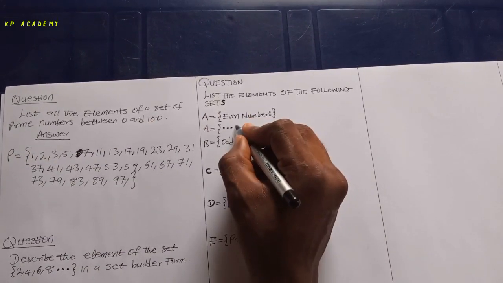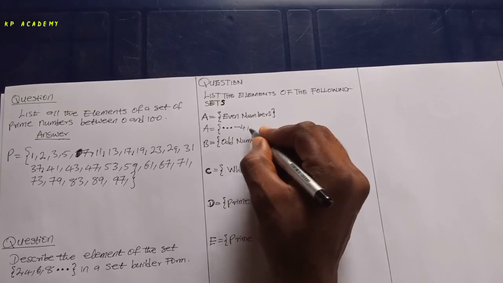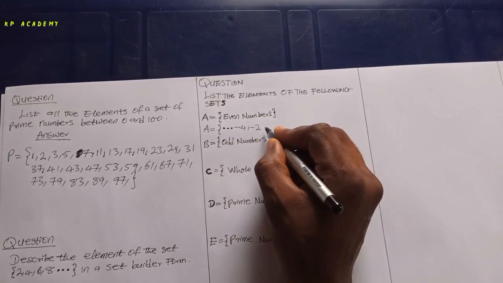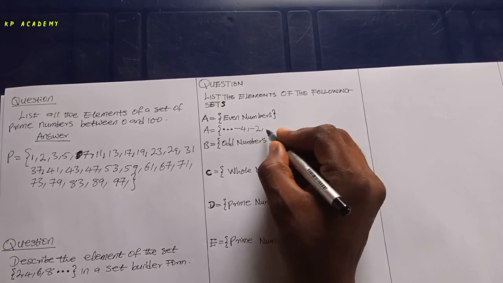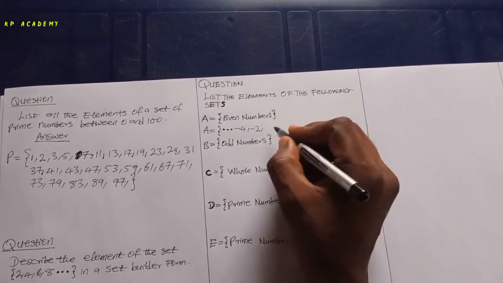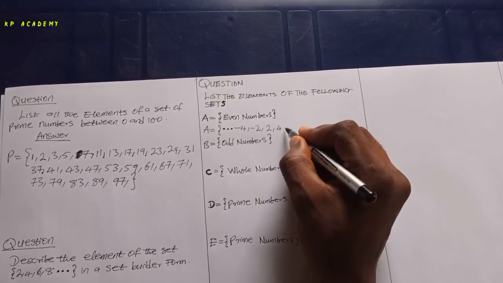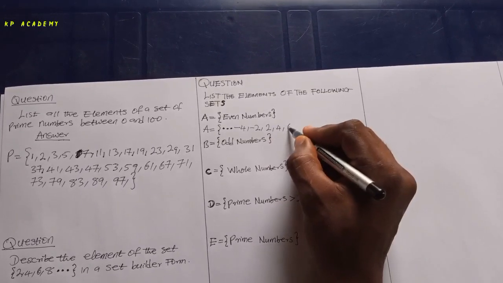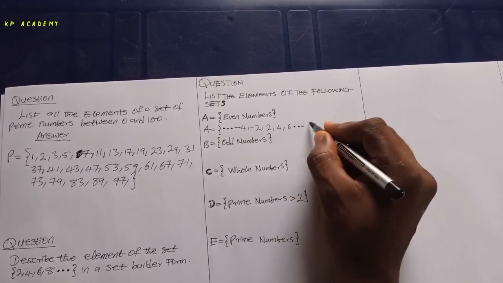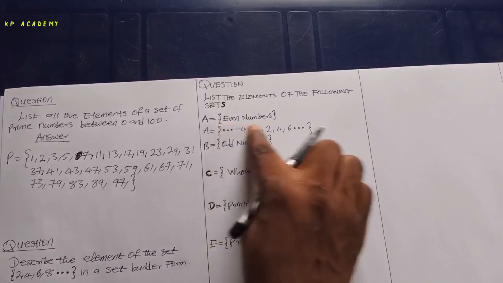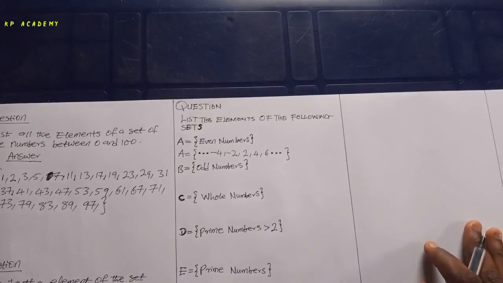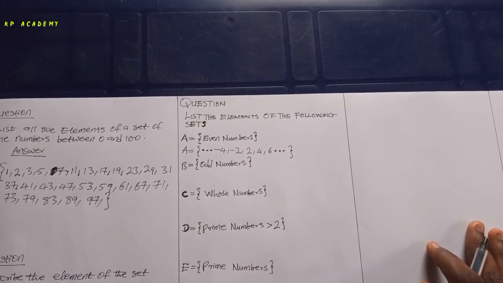They will now put -4, -2. Now, comma, we're not going to put, unless the next even number on the line is 2, 4. Now you can decide to get to 6, then dot, dot, dot, then you now close. So what you see here is nothing but the set of all even numbers, including all the negative even numbers and all the positive even numbers.